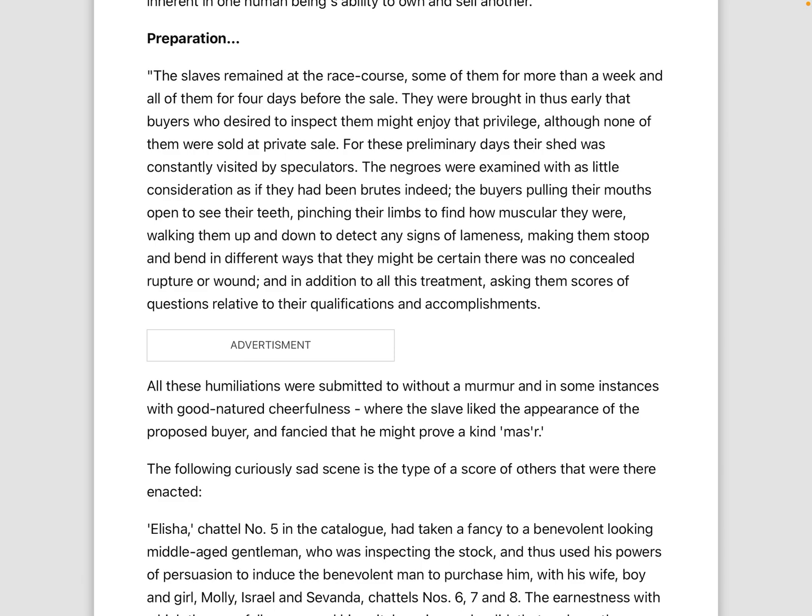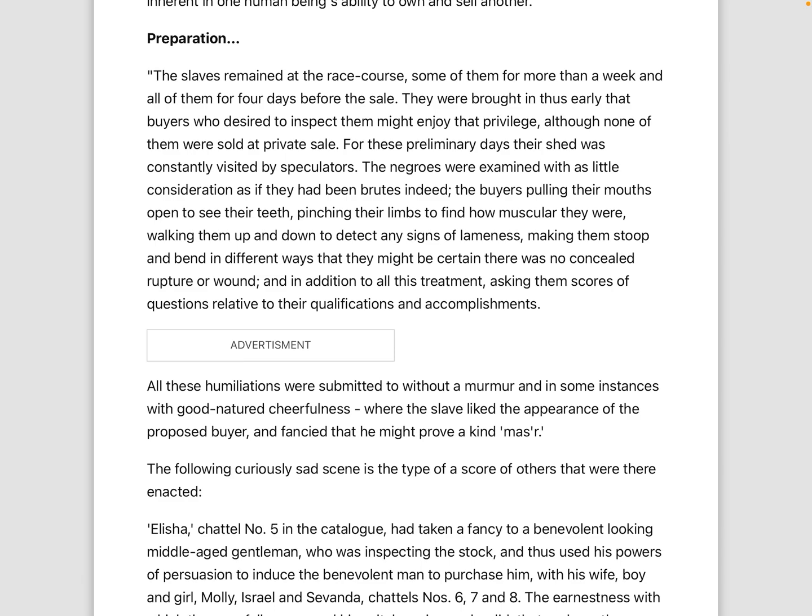The slaves remained at the race course, some of them for more than a week, and all of them for 4 days before the sale. They were brought in thus early that buyers who desired to inspect them might enjoy that privilege, although none of them were sold at private sale. For these preliminary days, their shed was constantly visited by speculators. The Negroes were examined with as little consideration as if they had been brutes indeed.